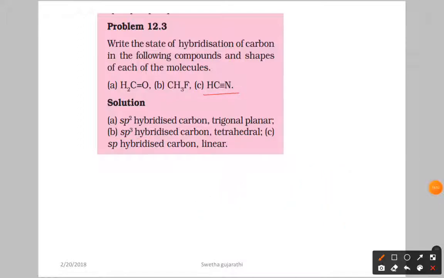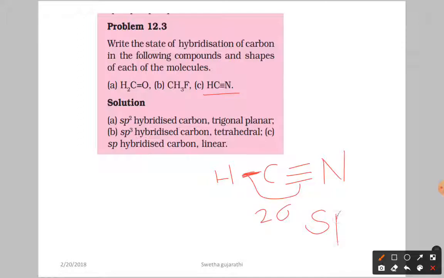Next, the third one. Here we have the carbon atom along with the nitrogen atom. If you see how many sigma bonds there are, we have only 2 sigma. 2 sigma means hybridization sp. As you know very well, sp means the shape is linear.